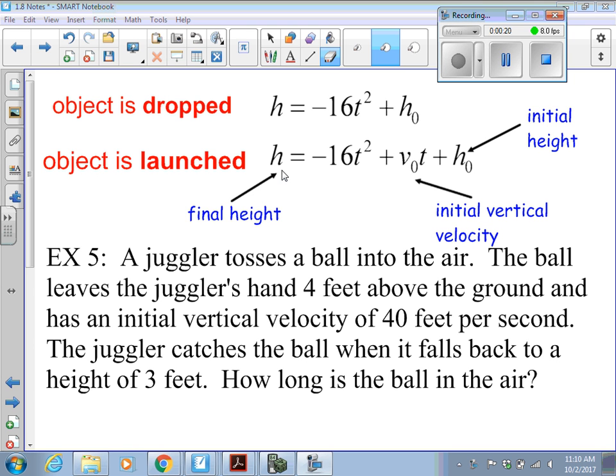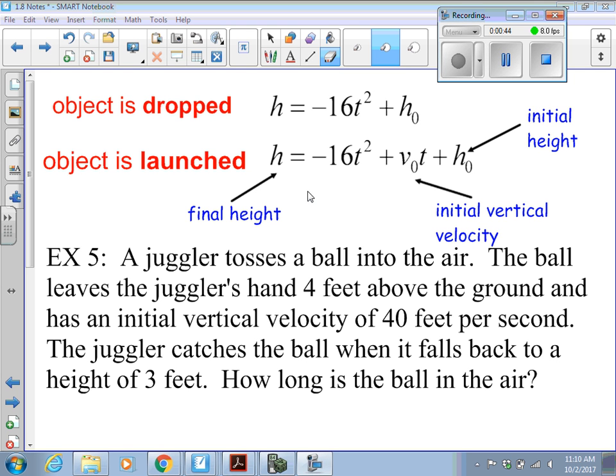Once again, h is your final height. Negative 16t squared stays exactly the same, where t is your seconds. Now if you look here, this is v naught times t. This is what we call your initial vertical velocity. So whenever they say here's your velocity, that's basically what you'll put here. And once again, h naught is just your initial height. So let's go ahead and solve this problem.